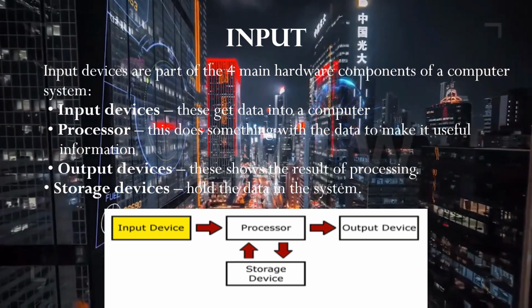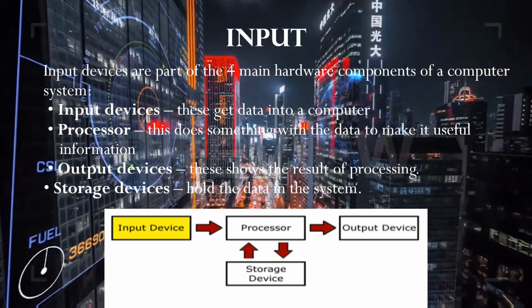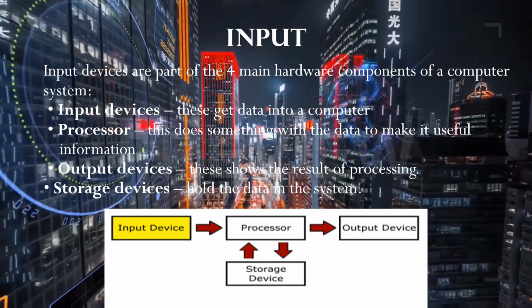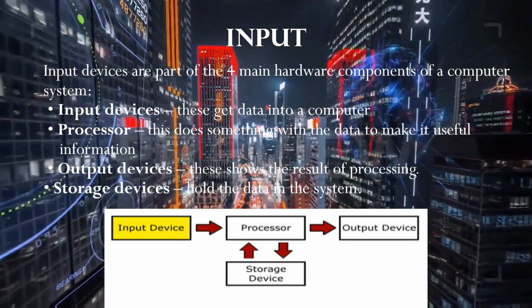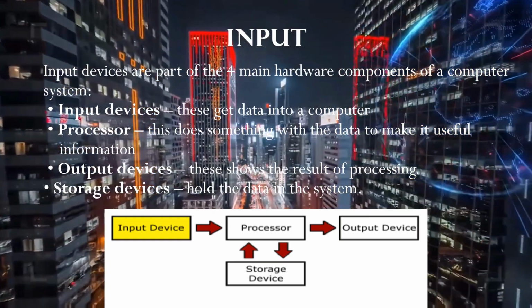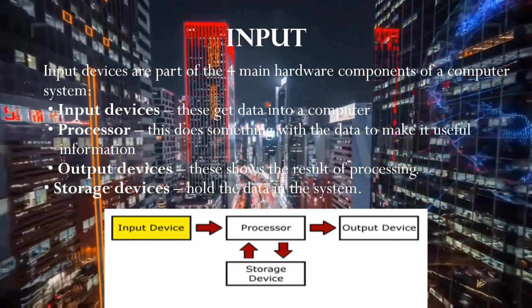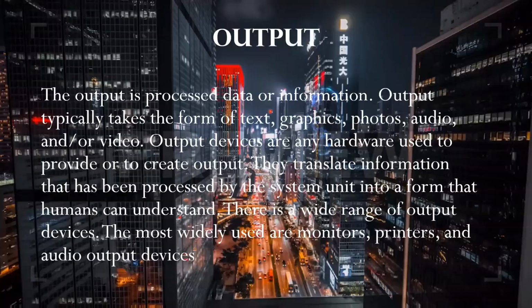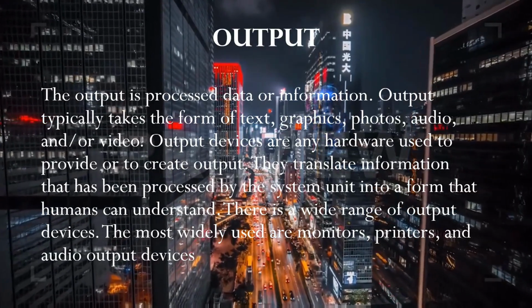Input devices: these get data into a computer. Processor: this does something with the data to make it useful. Information. Output devices: these show the result of processing. Storage devices: these hold the data in the system. The output is processed data or information.